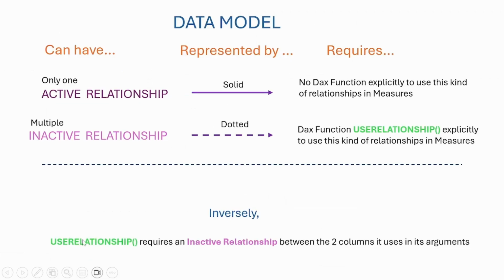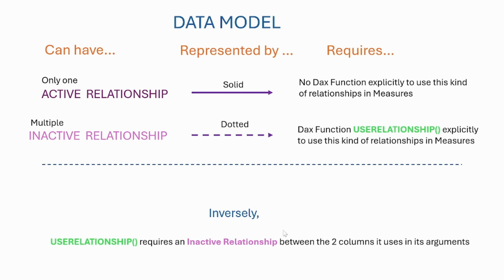In order to understand the difference between active and inactive relationships, how they are represented, and in which case we will be using the USERELATIONSHIP DAX function, I have made this slide for you. If you require, you can pause this video. Now in our demonstration, we saw that in order to use an inactive relationship, the USERELATIONSHIP DAX function needs to be explicitly used for this kind of relationship in measures. Inversely, the USERELATIONSHIP DAX function requires an inactive relationship.